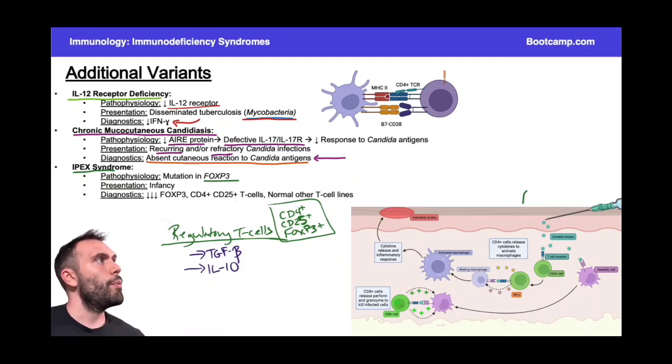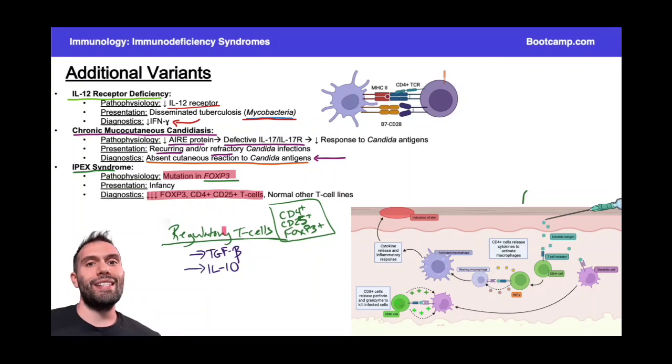And the thing that distinguishes them really is going to be the CD25 positive and FOXP3 positive, which is actually all up here. So the point is, if you have a mutation in the FOXP3 gene, you might see a pretty significant drop off of those T cells. In other words, those three markers telling you that this is regulatory T cells. The point here is other T cell lines should be intact. So if I did a candidal antigen test on a patient that has IPEX syndrome, we would expect to see an induration because other cell lines are intact. It's the regulatory T cells that are affected.